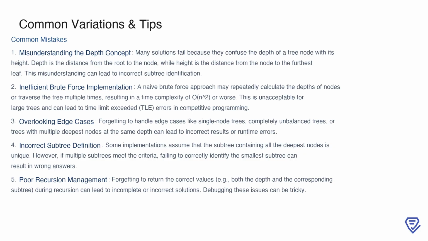Another common pitfall is assuming the subtree containing all the deepest nodes is unique. In reality, there could be multiple valid subtrees, and failing to identify the smallest one can lead to incorrect answers. Finally, managing recursion properly is critical. If you forget to return both the depth and the corresponding subtree during recursion, your solution may be incomplete or produce the wrong results, and debugging these issues can be challenging.